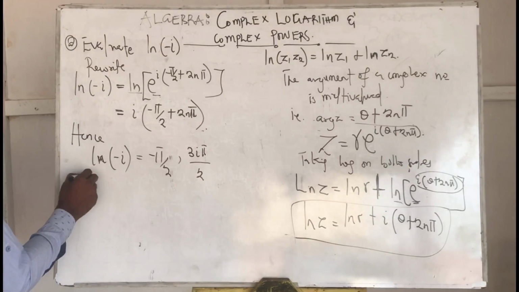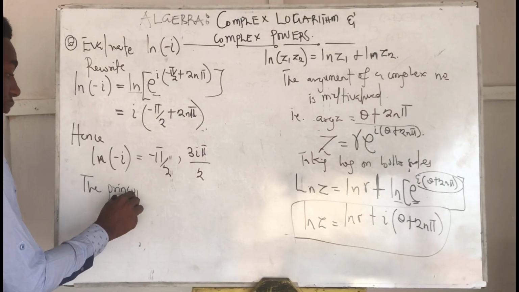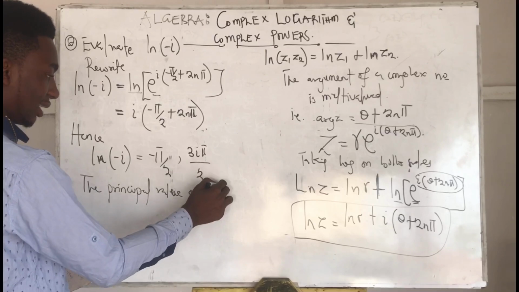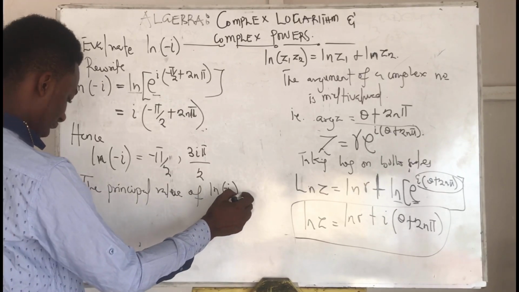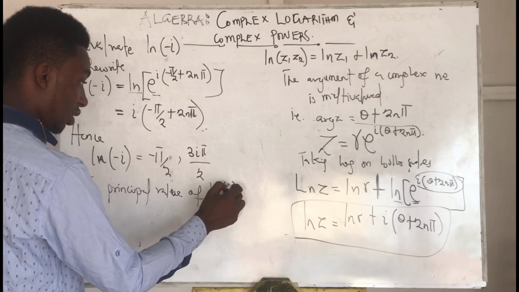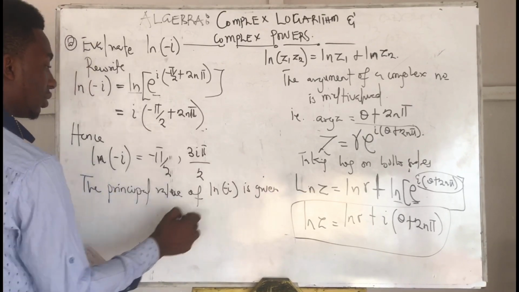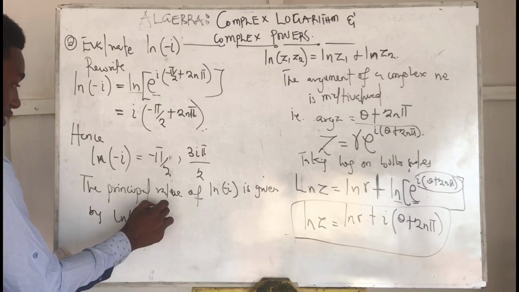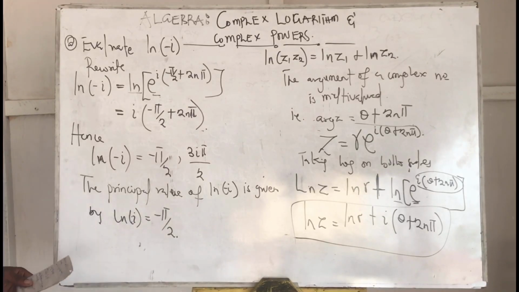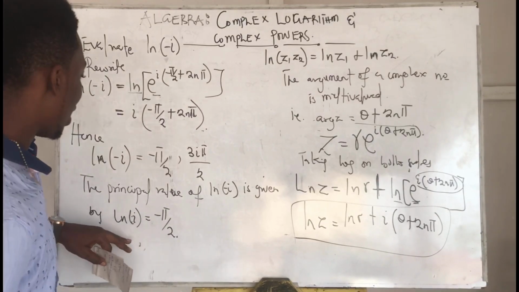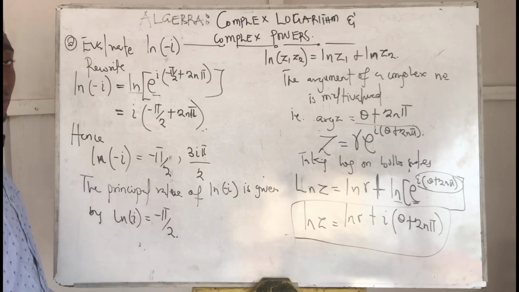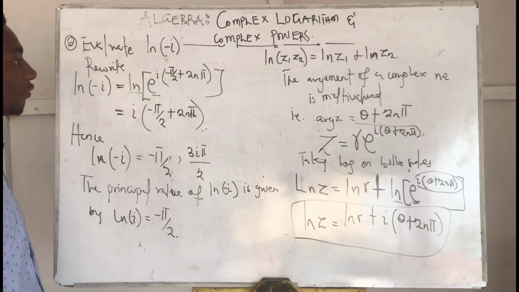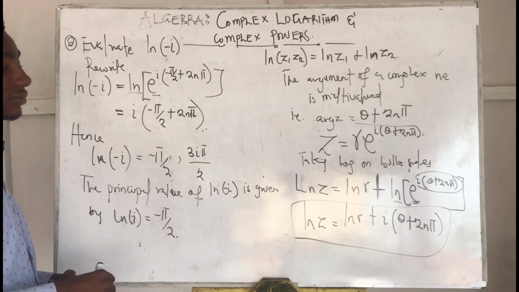And now the principal value, after dealing with this, the principal value of the log of negative i is given by log of negative i, which is equal to negative i pi on 2. So the principal value of the log of negative i is negative i pi on 2. And this is how we evaluate a log of negative i.